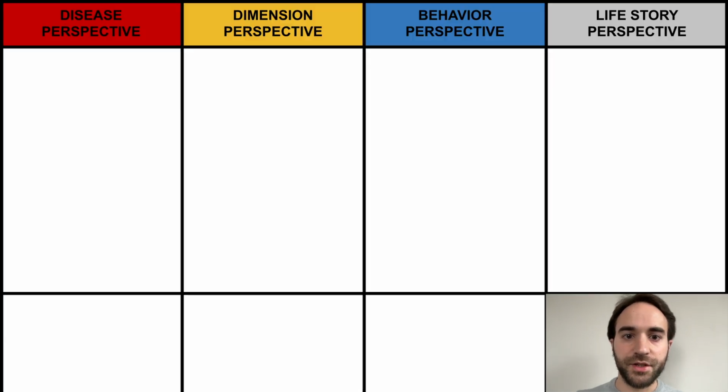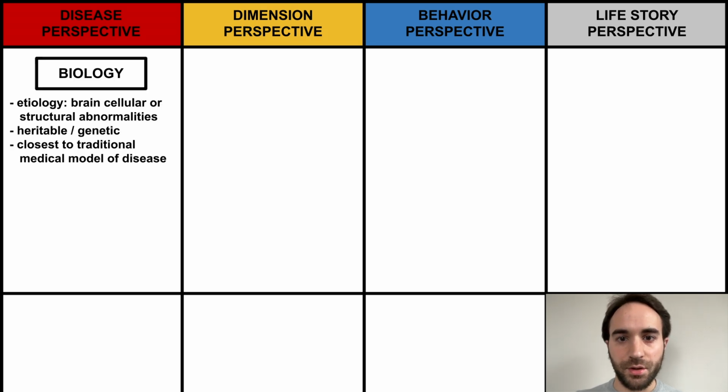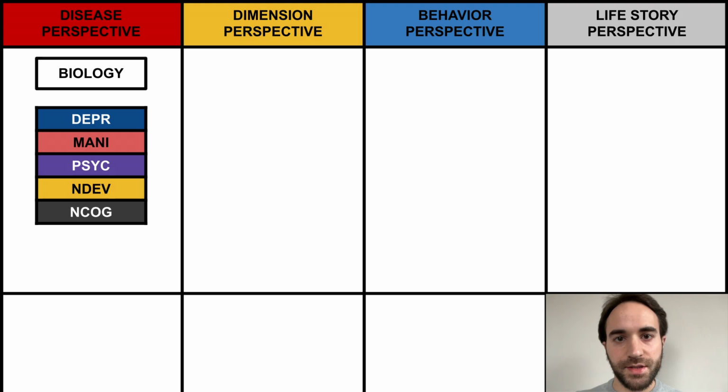Each perspective is useful for describing the cause of different psychiatric disorders. The disease perspective is used to explain disorders that have a basis in biological pathology, for example, brain structure and neurotransmitter abnormalities. These disorders are heritable and therefore thought to have a genetic basis. This model is closest to the traditional medical model of disease, in which problems in biological function can be traced to specific pathological findings at the level of cells, tissues, organs, or organ systems. This perspective is used to explain depressive disorders, manic disorders, psychotic disorders, neurodevelopmental disorders, and neurocognitive disorders.